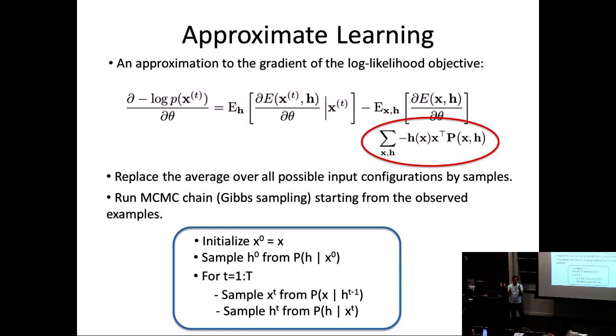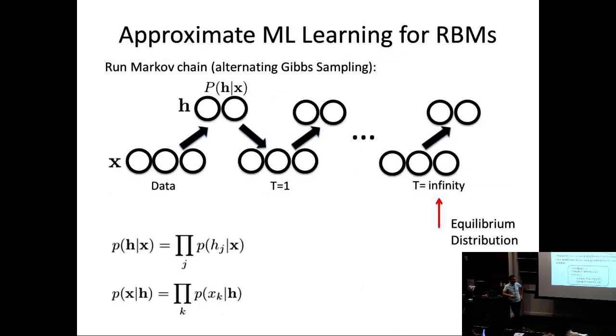And then for T iterations, where T is the number of contrastive divergence steps, typically 1 or 3 or 5, depending on how much compute you have, you just sample X from the conditional, sample H from the conditional, and repeat it a few times. Now you get a sample. Once you have a sample, you can compute this expectation, because you're no longer looking at this exponential sum. You're just replacing the sum with samples. That's a Monte Carlo approximation.